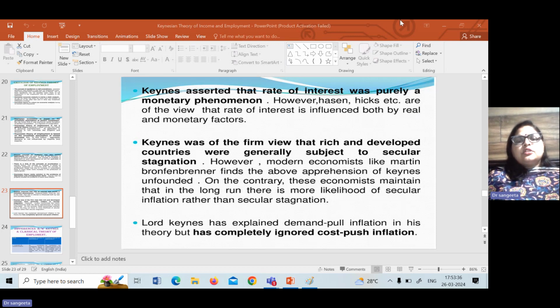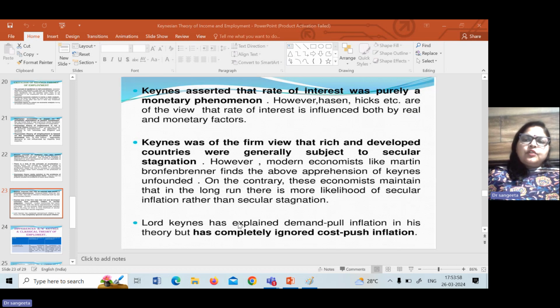Next, Keynes was of the firm view that rich and developed countries are generally subject to secular stagnation, but in reality, they suffer from secular inflation rather than secular stagnation. Lastly, Keynes explained demand pull inflation in his theory but has completely ignored cost push inflation.